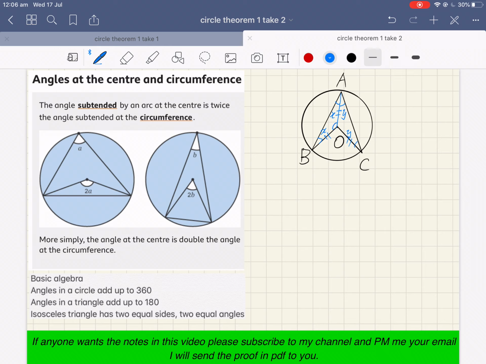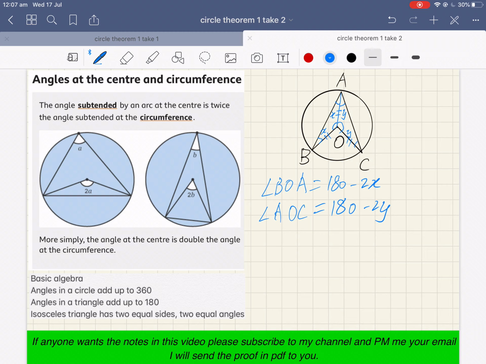And let's try to work out what the angle BOA is going to be, and also the angle AOC. We're going to use the fact that the angles in a triangle add up to 180 degrees. With two of the angles known already, to find the missing one we just need to take away those two angles from 180. So 180 take away 2x. The same goes for angle AOC, which is 180 take away 2y.